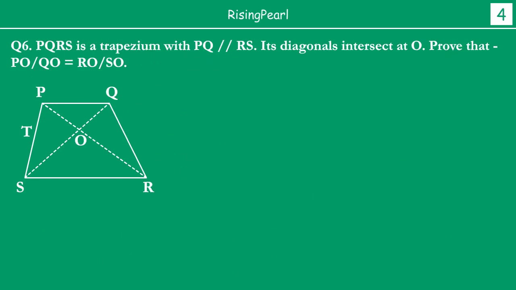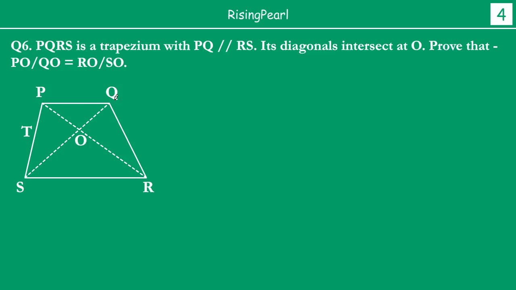Let's take a look at one more question before we wrap up this presentation, this webisode. PQRS is a trapezium with PQ parallel to RS. Its diagonals intersect at O. Prove that this ratio is equal to this ratio.